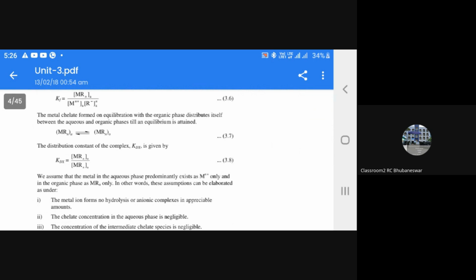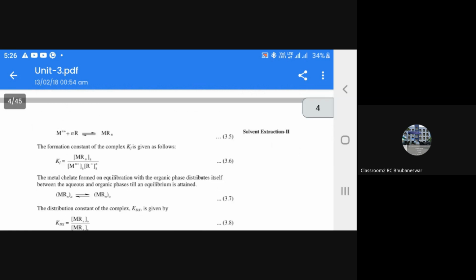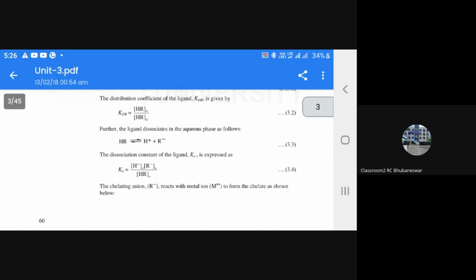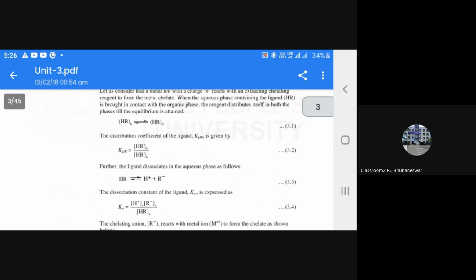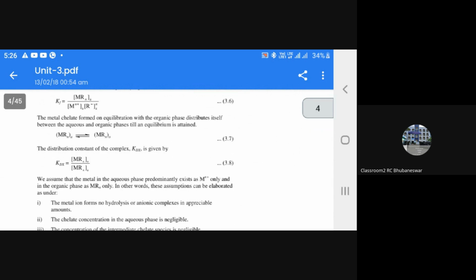So now if you combine equation 3.1 to 3.8, then finally we will get D equal to this expression. This equation has been experimentally verified for various metal chelate extraction systems.